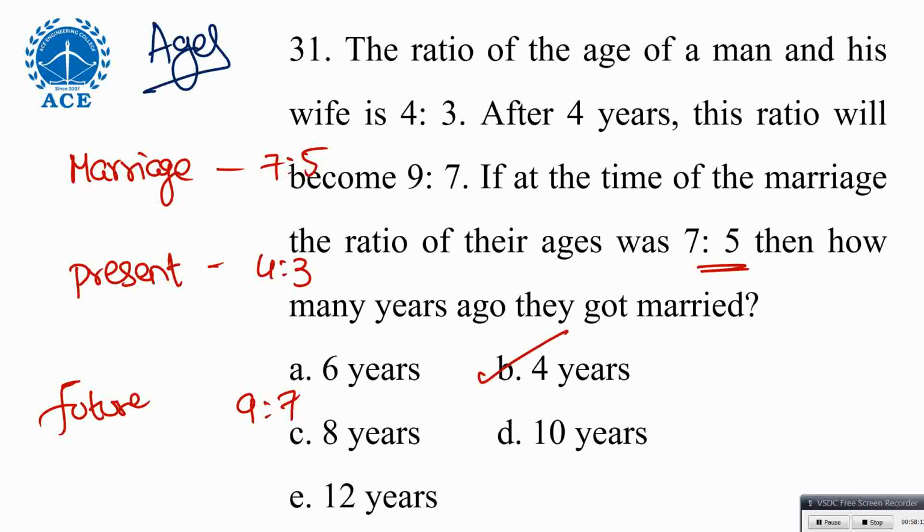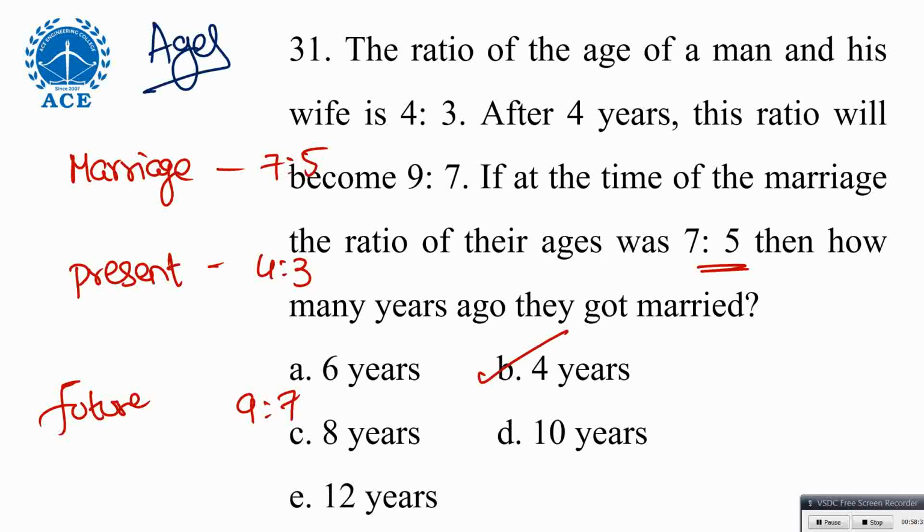I'm not happy with that. I want the standard method. Yes, you go with the equation. Present ages are 4x and 3x. After 4 years, it is 4x plus 4 divided by 3x plus 4. Solving, you will get x value 4.